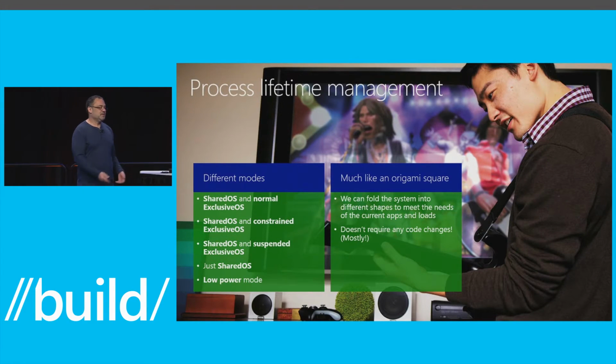Process lifetime management. As I said, there was a shared OS and the normal exclusive OS, and these can all be in different modes. So for example, the shared OS is always running, and the normal exclusive OS can be running, which means the game is full screen. But I can also constrain the game by hitting the Nexus or Home button. The game shrinks down to that big tile that's on the screen, and now the game is constrained. We'll talk about what that means in a second. But then I can also suspend it. If I move away from the game, if I go look at Bing full screen, do a whole bunch of searches, some amount of time later, the game gets shut down.